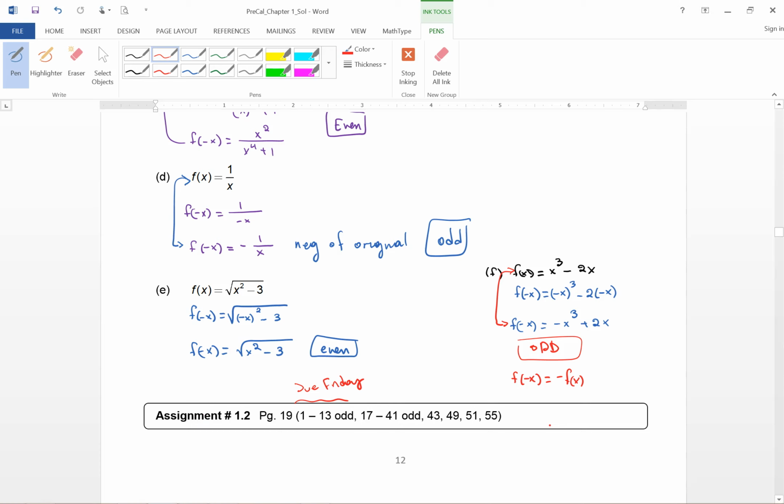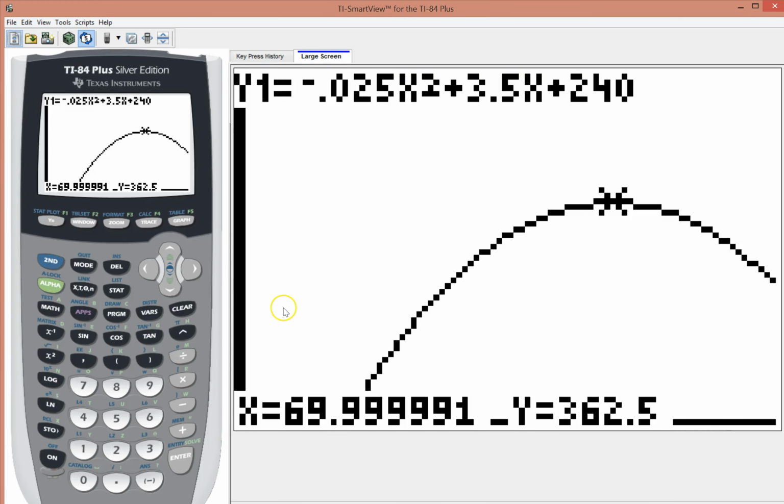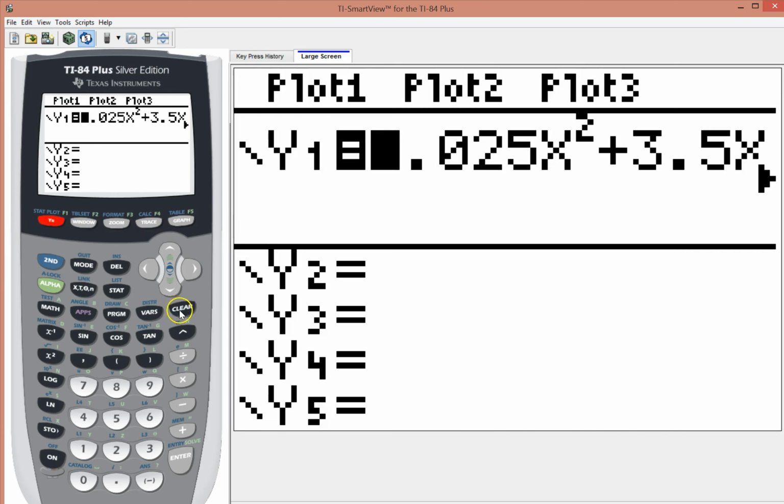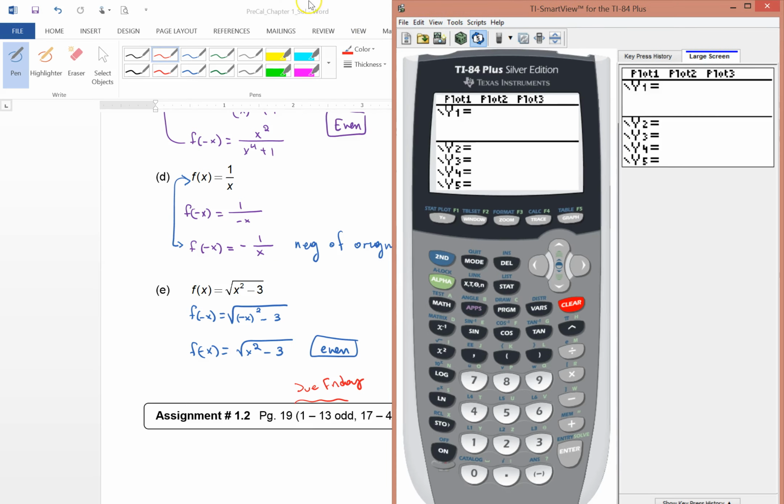Okay? Let's graph one of these. Let's graph e, the square root of x squared minus 3. And what better way to spend your time when you go to the beach than to write some of these functions on the sand, test for symmetry, test for even or odd, and honestly, it just makes the time fly by.